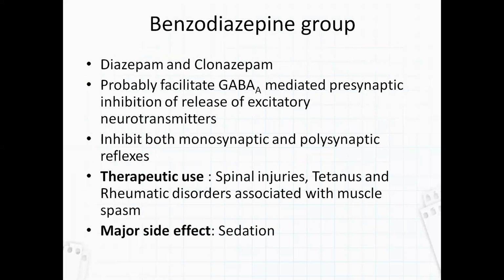Coming to the benzodiazepine group, the drugs in this group are diazepam and clonazepam, which can be used as skeletal muscle relaxants. This probably facilitates the GABA-A mediated presynaptic inhibition of release of excitatory neurotransmitters.